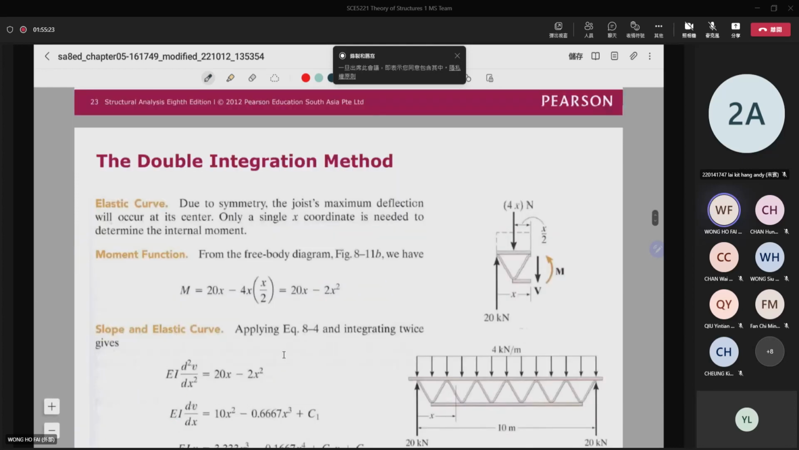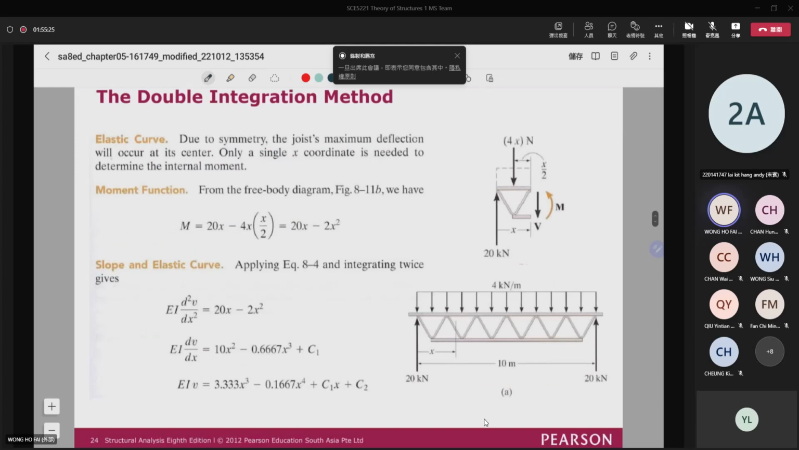So here, actually, we first of all want to find the maximum deflection. Then we need to find the moment equation first. So for the beam, do you still remember how to find the moment equation?